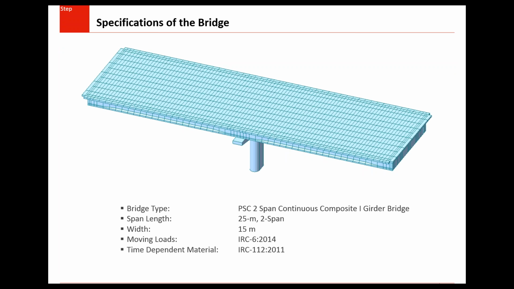So this is the type of model that we'll be generating today. Two span continuous, each span is 25 meters, and for the continuous part we have the mid diaphragm which will be integral with the girders for both the spans. The total width is 15 meters and the code for moving loads will be IRC 6, and for time dependent material properties, that is creep and shrinkage and compressive strength for concrete, we'll follow IRC 112.